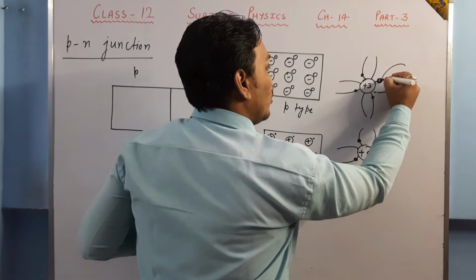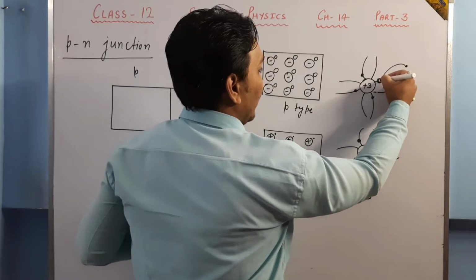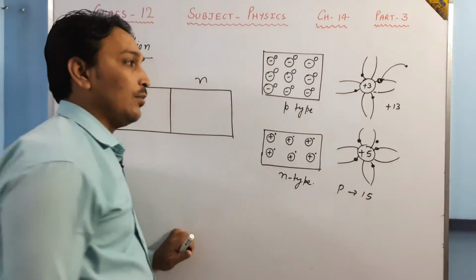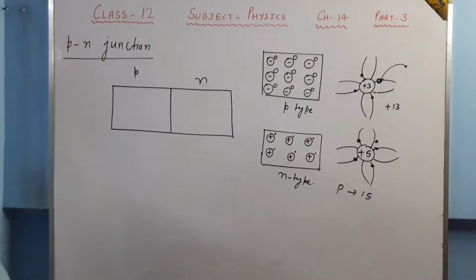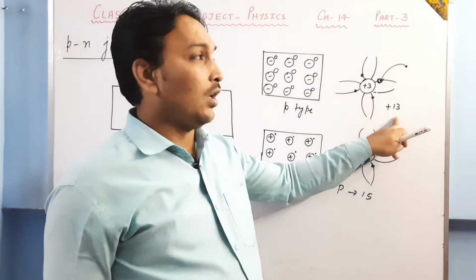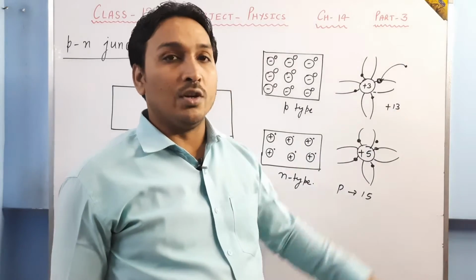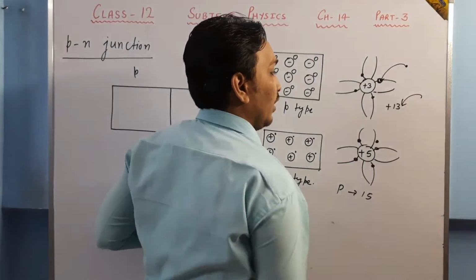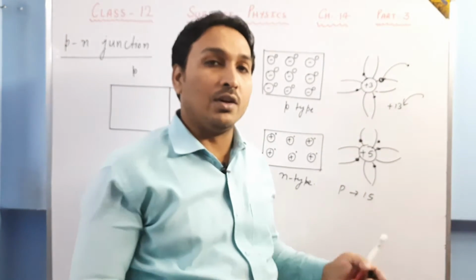Suppose one electron comes over here and fills this vacancy. Earlier it has plus 13. Suppose I am taking the example of plus 13, aluminium, which has atomic number 13, right? So it will have 13 electrons and 13 protons. Then it has a hole. But suppose one electron comes over here, then it will have 14 electrons and 13 protons.